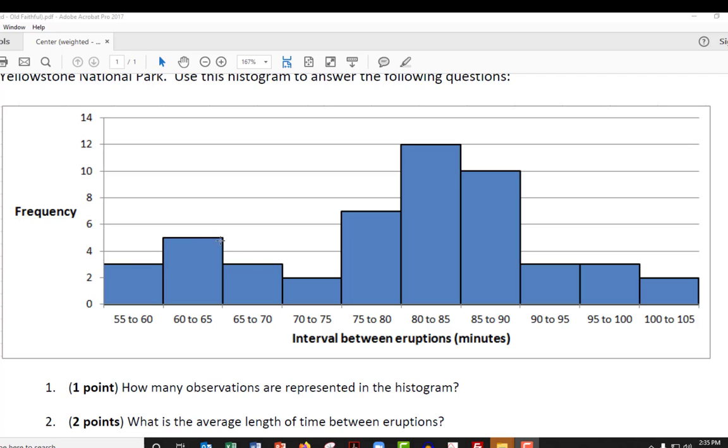3, 5 is 8. 3 is 11. 2 more is 13. Plus 7 is 20. Plus 12 is 32. 42. 45. 48. 50. Okay, so there's 50 data points. Got it. It's 50 data points altogether.